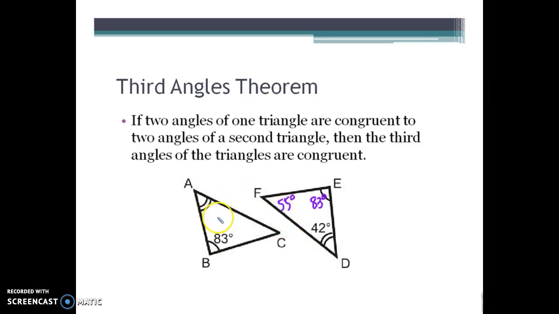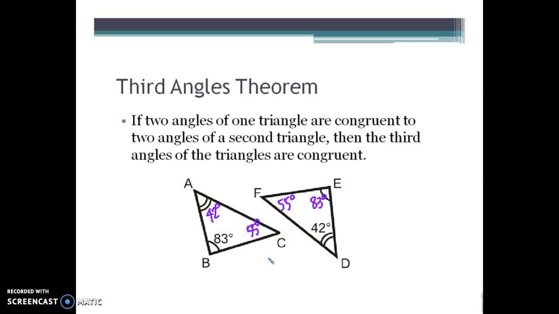Well, if I look at triangle ABC, I have this double curve over here, which tells me that it's congruent to angle D, which is 42 degrees. So if I put a 42 over here, and again subtract them from 180, I'm left with 55 degrees for my third angle. So if I know any two angles are congruent, I know the third one has to be congruent too.